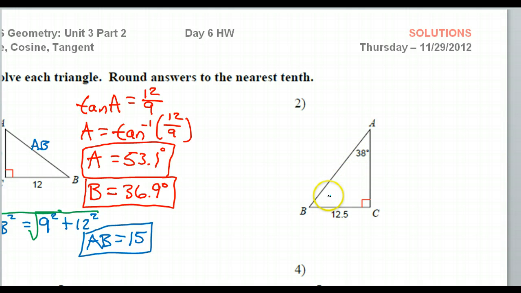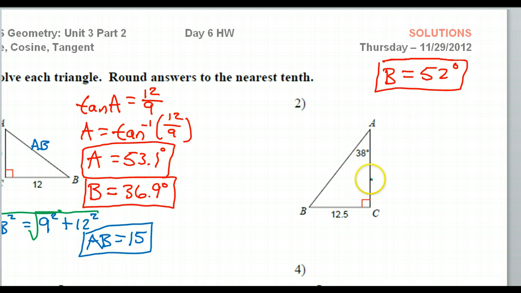So number 2, let's start by finding this angle B, the missing angle. And of course, that's just going to be 90 minus 38. So that's 52. Angle B is 52 degrees. Okay, now the rest of it. We also need to find these 2 missing sides.